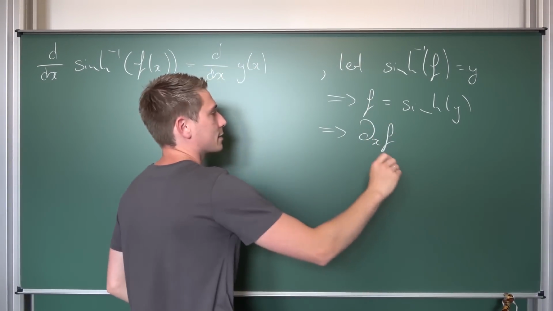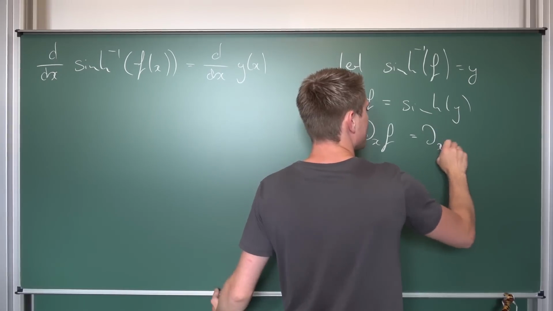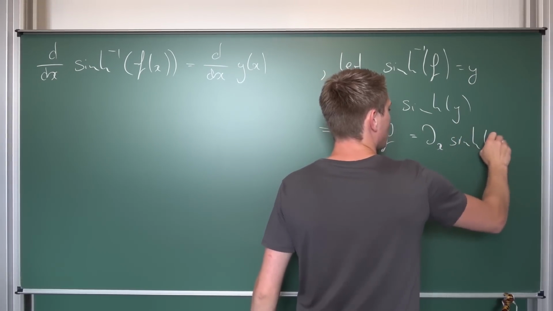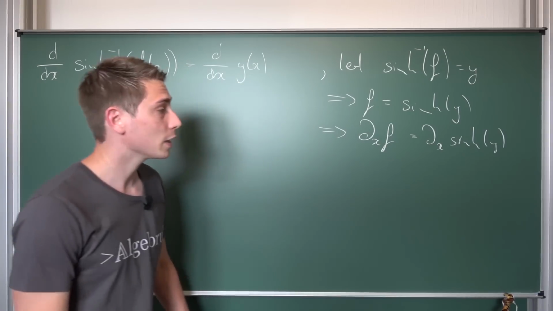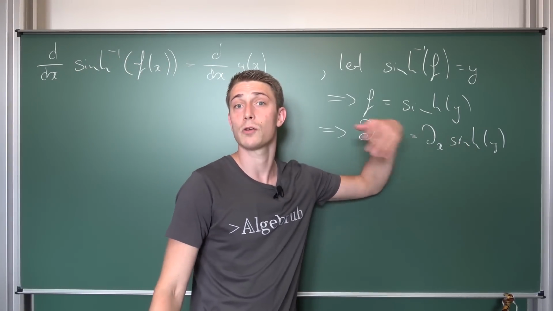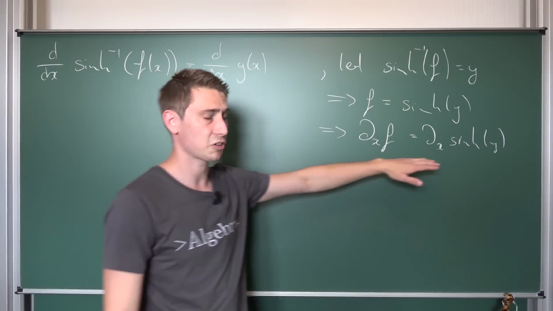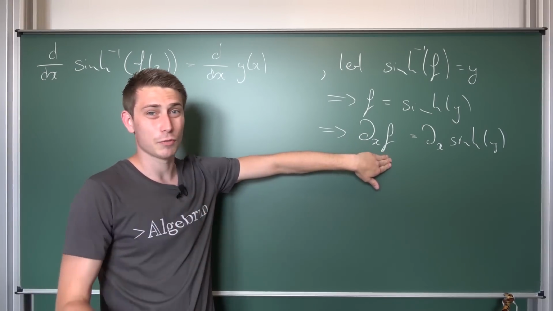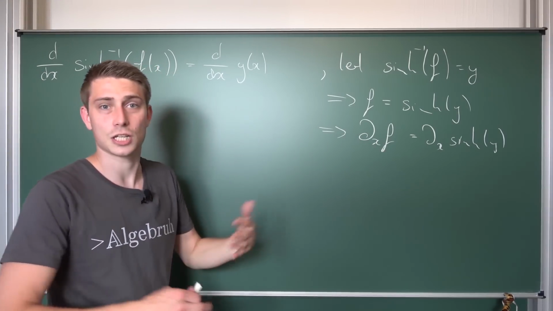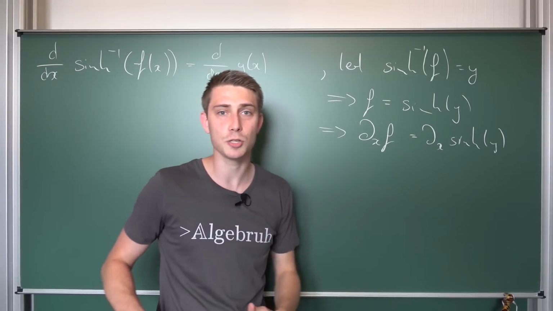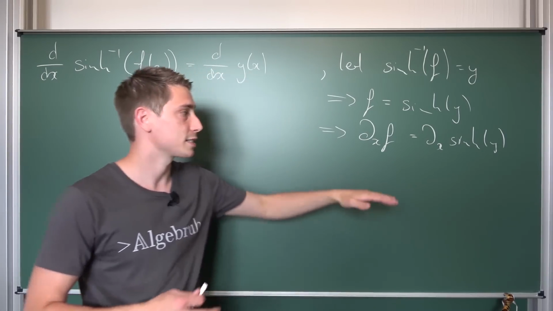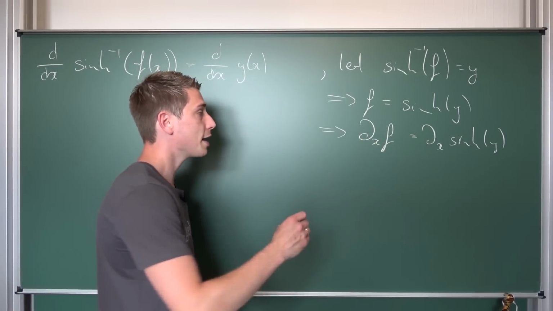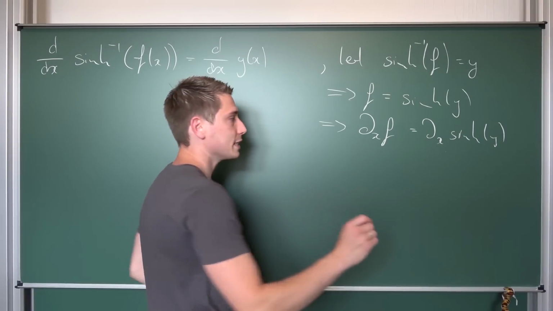So del x of f is thus del x of the sinh of y. Now we are going to take the outer derivative and we are going to multiply it by the inner derivative. Okay, this is just the chain rule here. Also, the derivative of f with respect to x is just something that's there. If f is differentiable, then we can just take the differential on both sides, all right? So we're going to concentrate on the right-hand side for now.